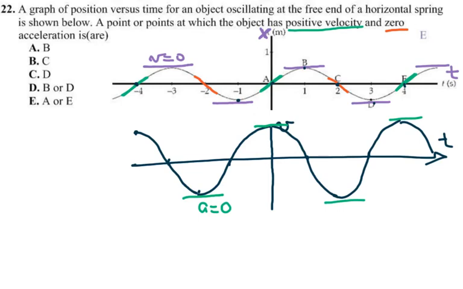So in which of these points, let me do it in orange, do I have positive velocity and zero acceleration? I have positive velocity here, and I have zero acceleration over here. I have positive velocity here, and I have zero acceleration over here. And I have positive velocity here, and I have zero acceleration here. So the points that we have here are A and E. So my answer is A and E.